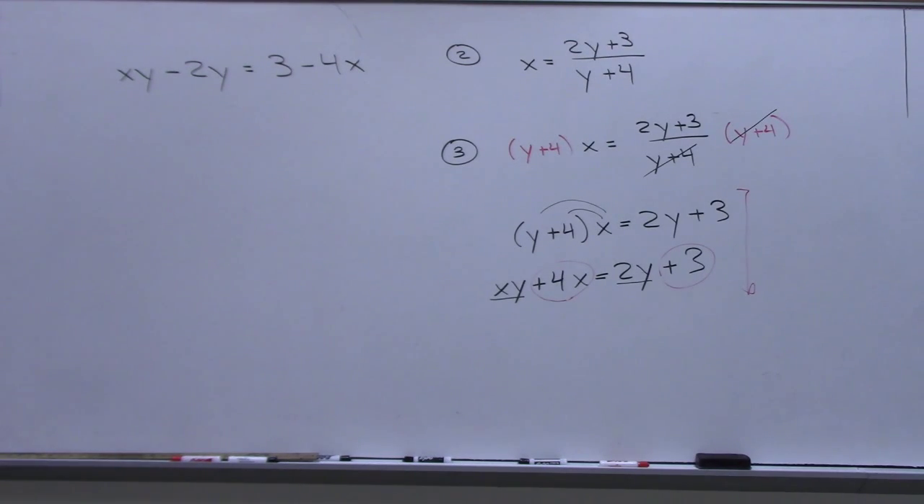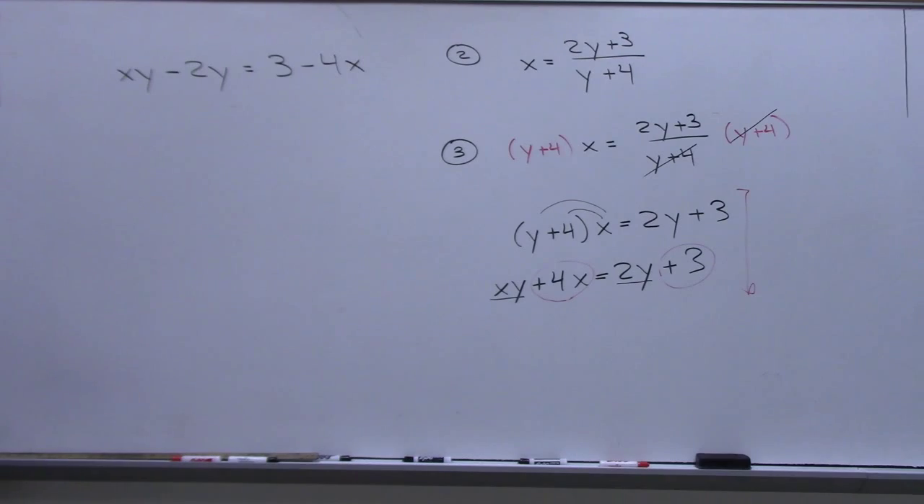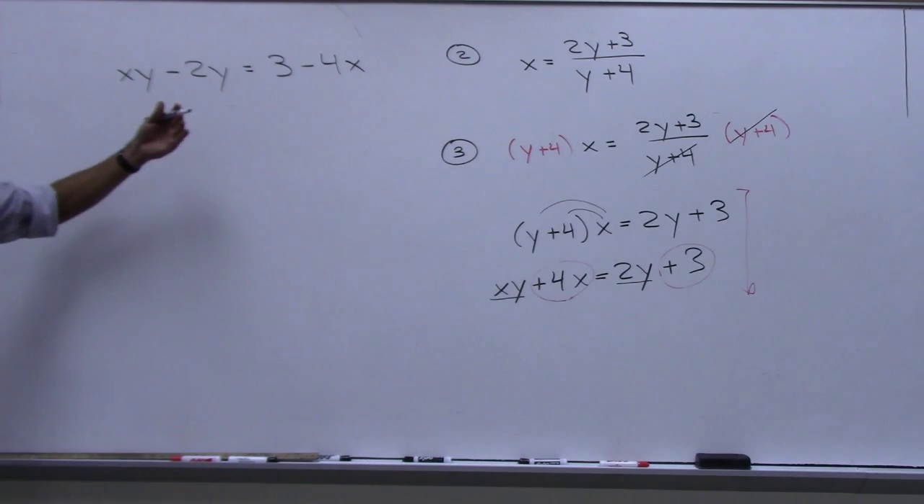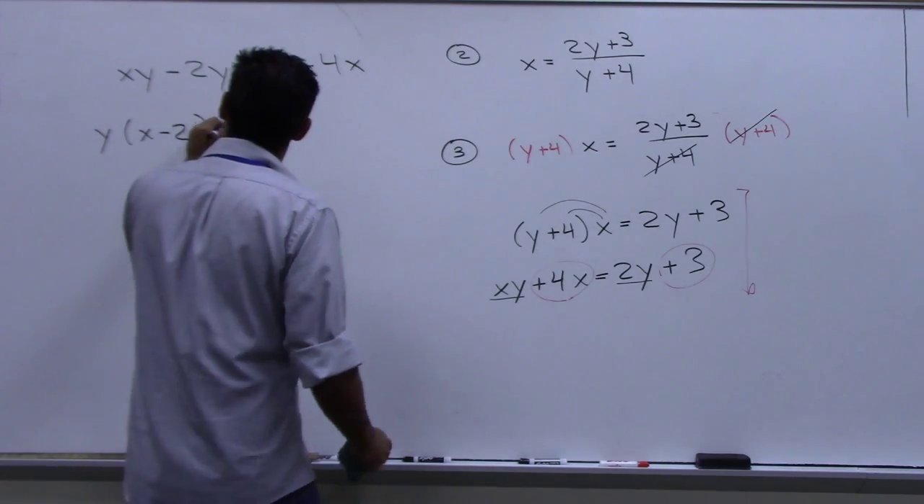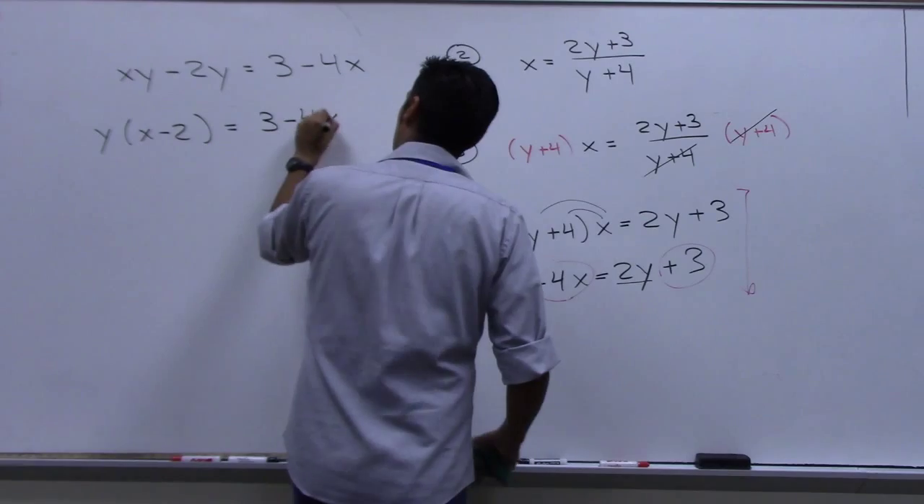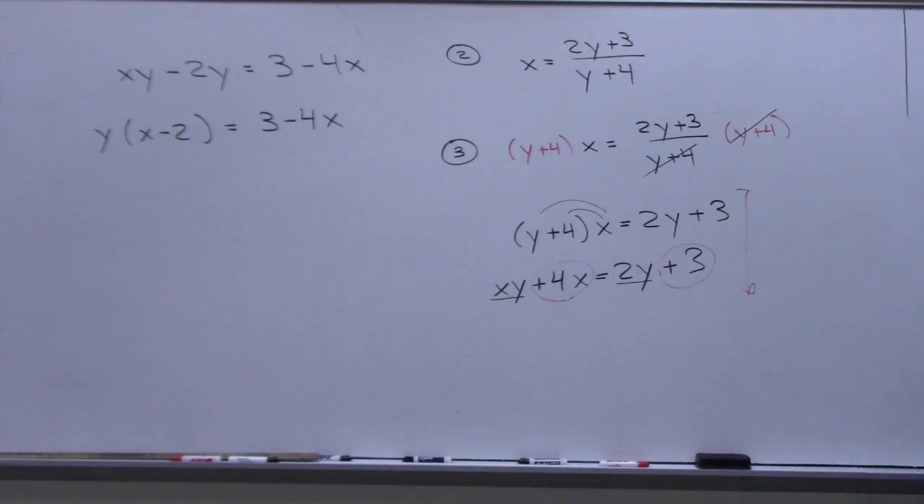Why would I do that? Now I have my y's by themselves, but why would I want them by themselves? Go ahead. You can factor out a y. Everyone see that? These both have a y. So pull one y out. This is all just algebra.